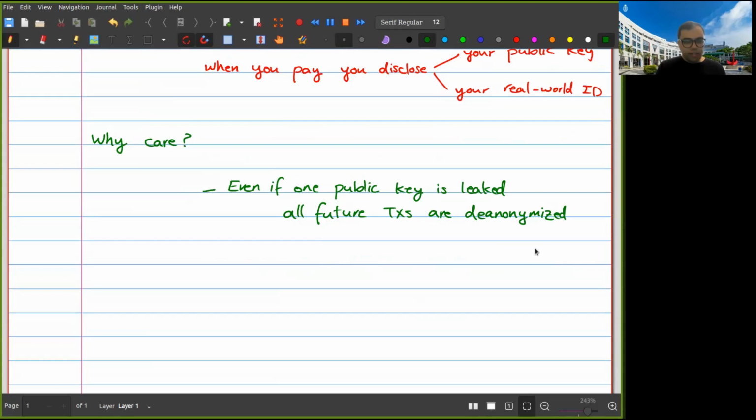But actually, I have an even bigger problem. So you see, if all of the future transactions are de-anonymized, that's one thing. But actually, even all of the past transactions are de-anonymized. Okay? So this is the second problem. So the same as above, even if one public key is leaked, all past transactions are also de-anonymized.